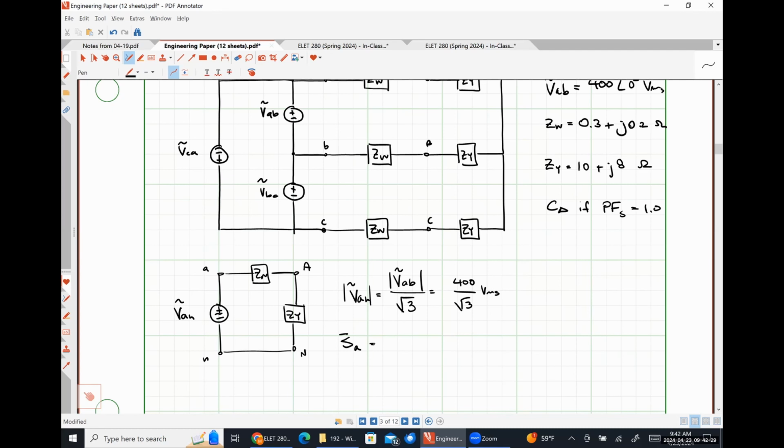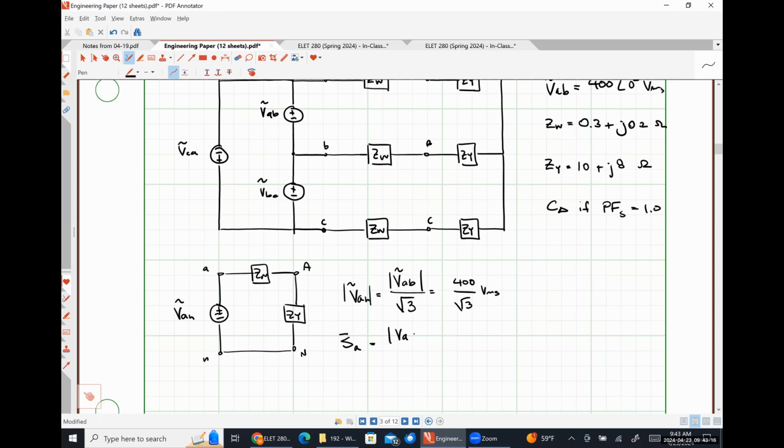I firmly believe that we now have enough information to determine the complex power either supplied by our voltage source VAN or absorbed by ZW plus ZY, because they're the same quantity, now that we know the magnitude of that voltage. We do 400 over root 3 squared over those two impedances added together, conjugate. 100% correct.